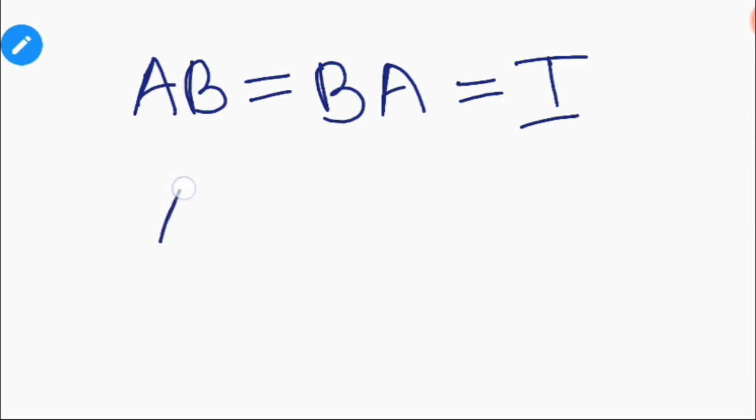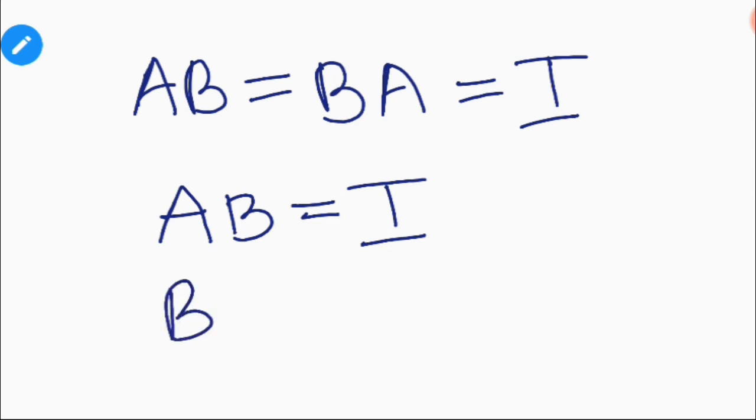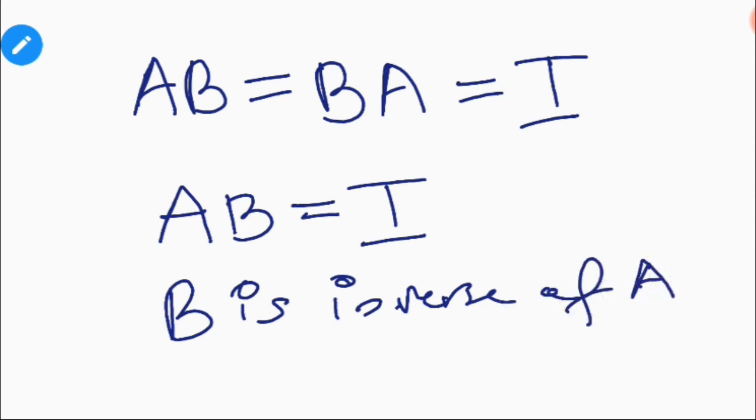If AB equal to I, we can say B is the inverse of A. Using notation, we will write A inverse equal to B.